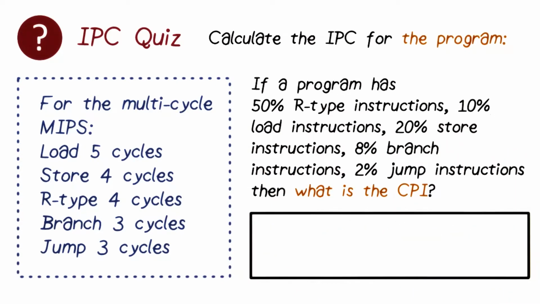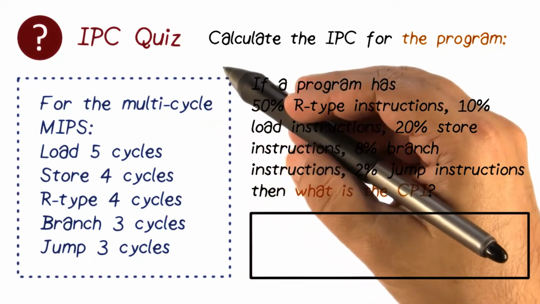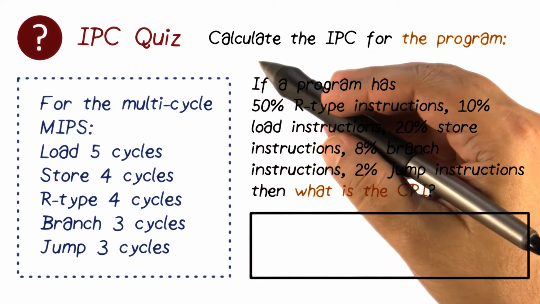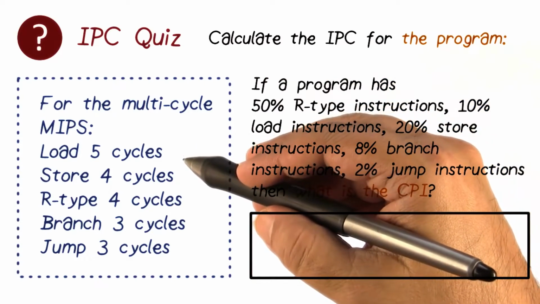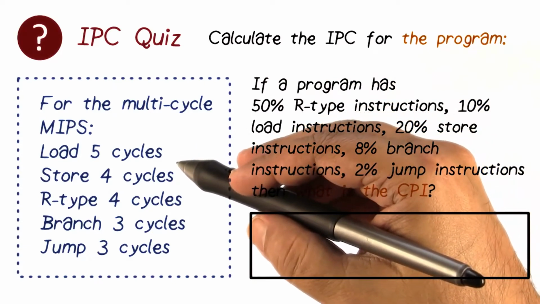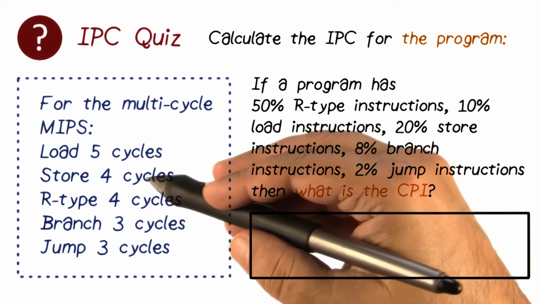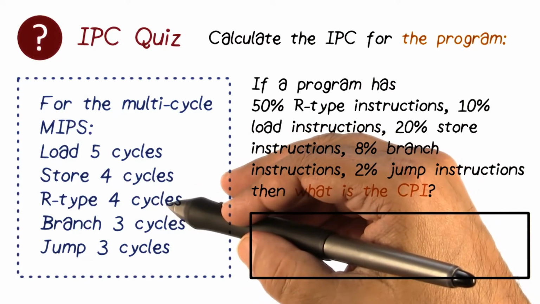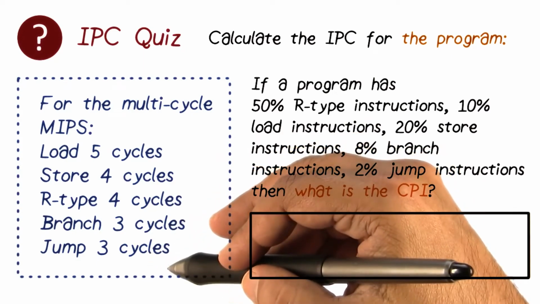So having seen the concept of sequential execution as well as pipelining, now let us see how we can calculate the instructions per cycle for a sequential execution. The instructions per cycle for a sequential execution really depends on the instruction mix and the number of cycles each of those kinds of instructions takes. For example, here the load is taking 5 cycles, store is taking 4 cycles, an R-type instruction is taking 4 cycles, the branch is taking 3 cycles, and the jump is taking 3 cycles.